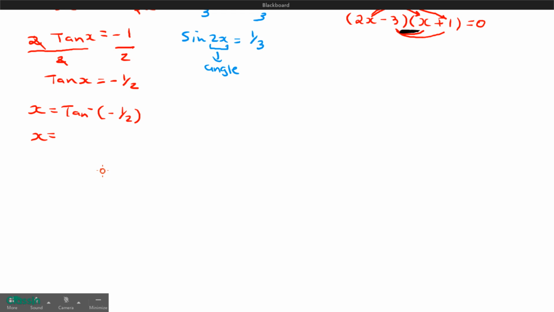Arctan of -1/2 is the same as -26. It means that here we have the smallest possible angle is 26.57 degrees.